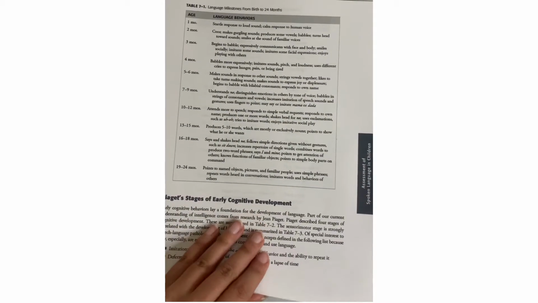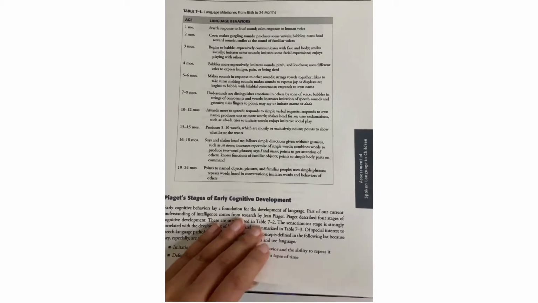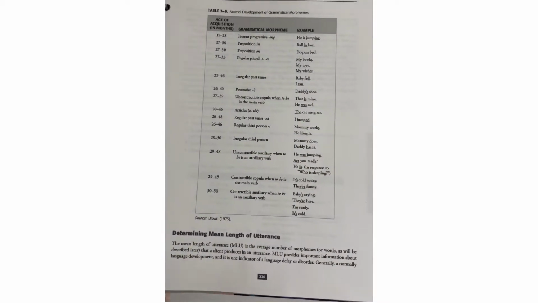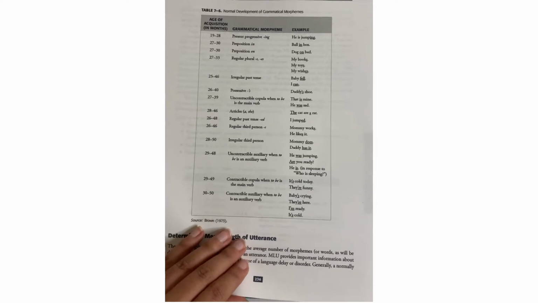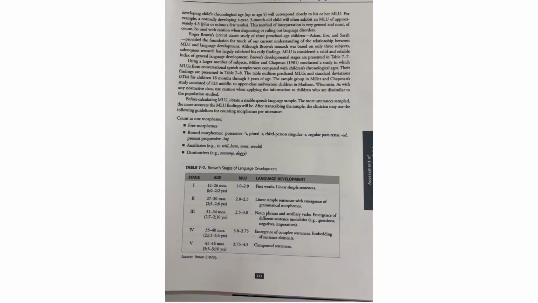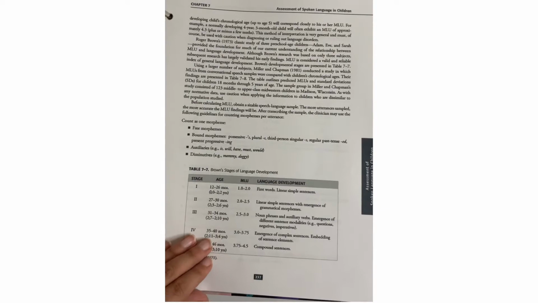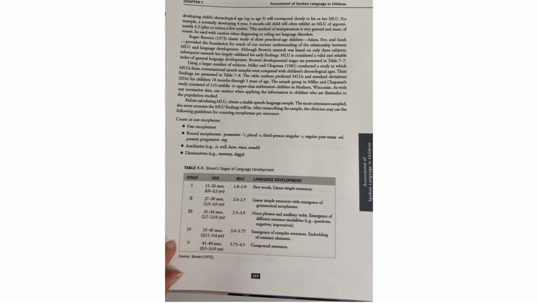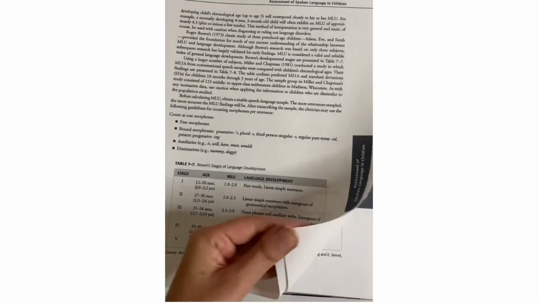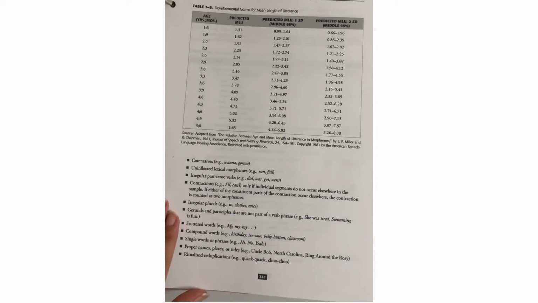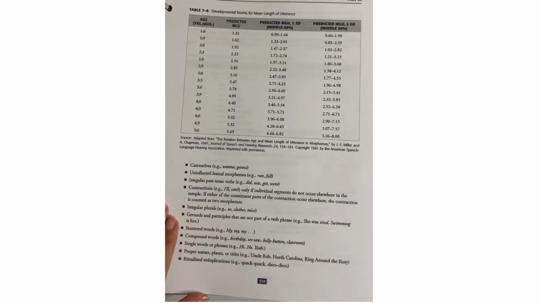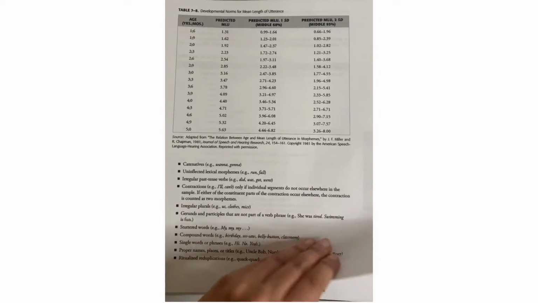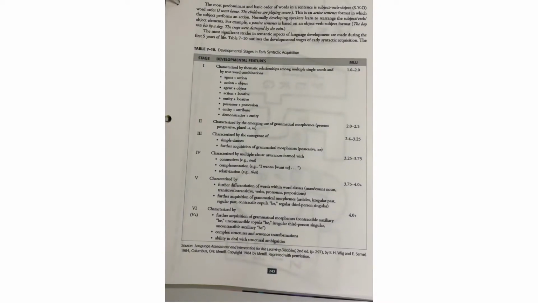Table 7.1 for language milestones from birth to 24 months. Table 7.6 normal development of grammatical morphemes. Table 7.7 Brown stages of language development. Table 7.8 developmental norms for mean length of utterance. Table 7.10 developmental stages in early syntactic acquisition.